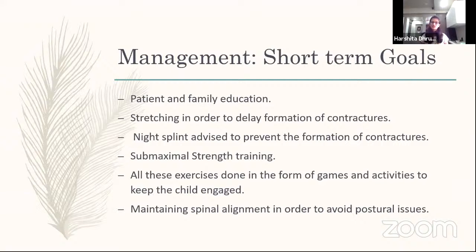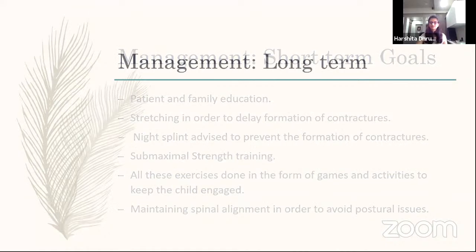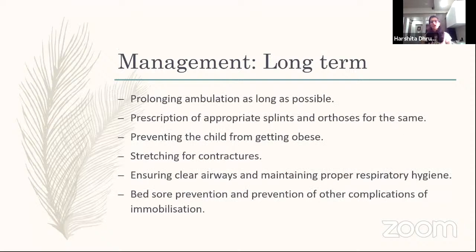Maintaining the spinal alignment in order to avoid postural issues is also very important, as these children tend to go into hyperlordosis and also scoliosis in the later stages. Due to improper positioning or due to the muscle weakness, they may go into scoliosis as well. So there are some spinal jackets also which we can prescribe to the patient if possible to avoid these kinds of changes.